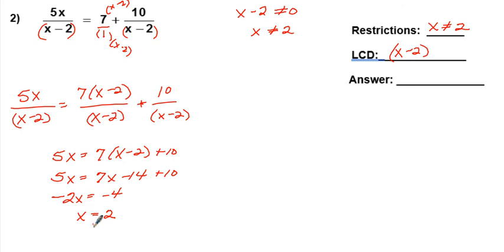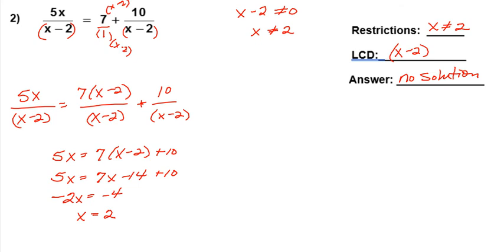So since the only answer I got off this problem was x equals 2, I actually have no solution to this problem. There's no solution here. If I had any other number besides 2, I would be good to go for that answer. But since that was the one thing that we had a restriction on, we don't have a solution to this problem.